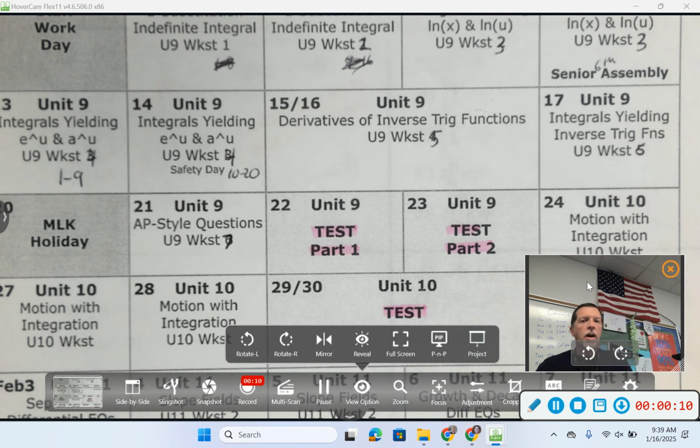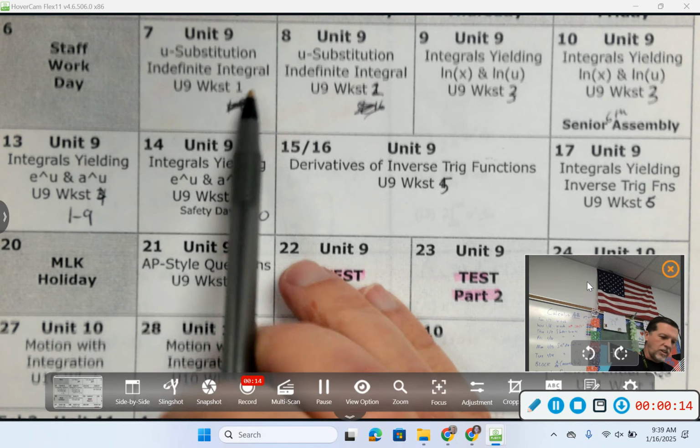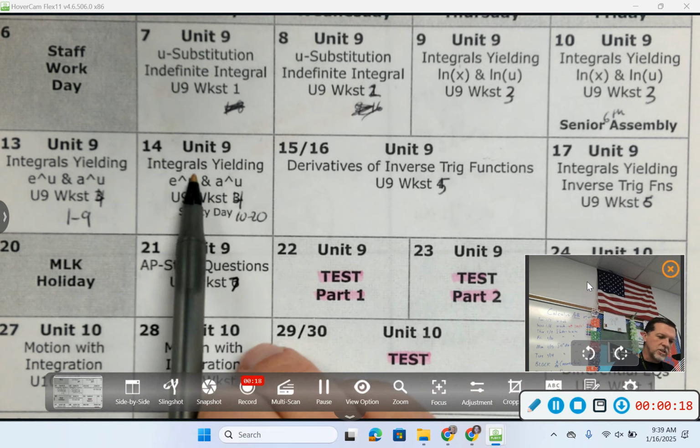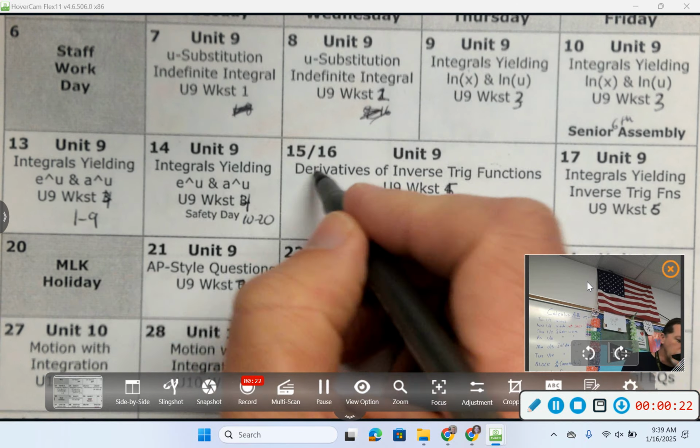There we go. Okay. This unit up until now has been integration. Integral, integral, integral, integral, integral, integral. So what makes today different? Derivatives.